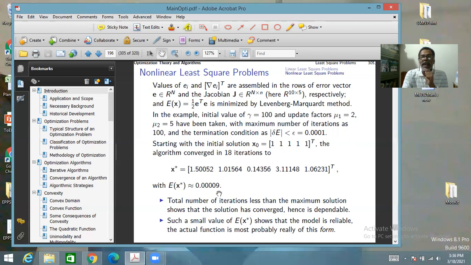And at the converged point, the error being so small signifies that the model was good. So these are the two conclusions. This immediately tells that it is a reliable result for x, and this small value tells us that the model was reliable.